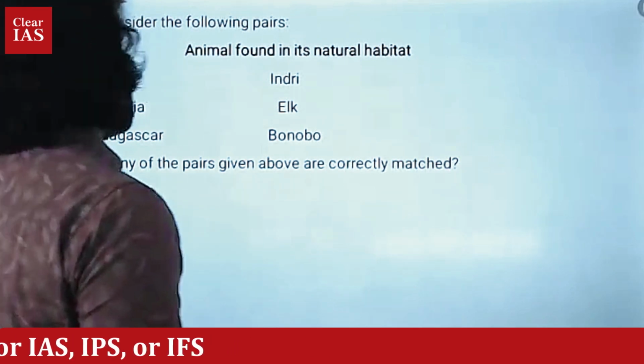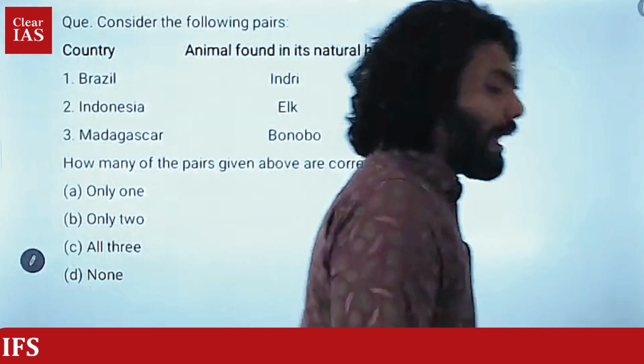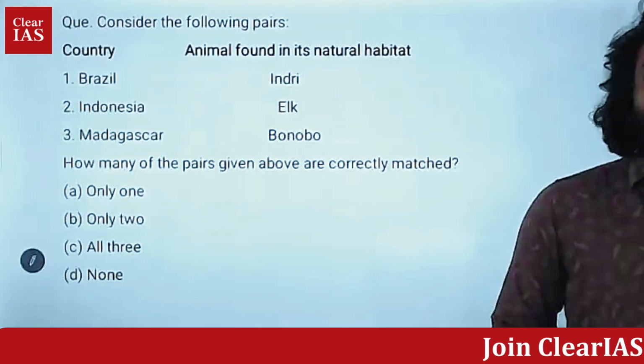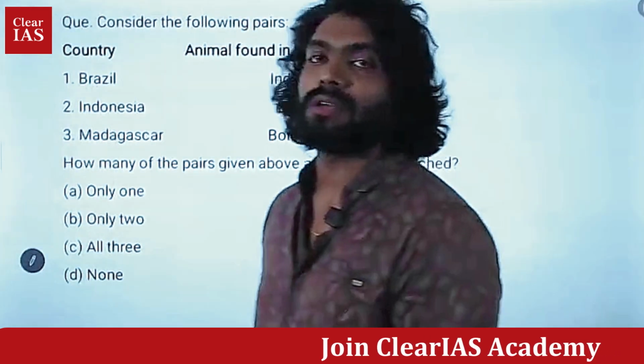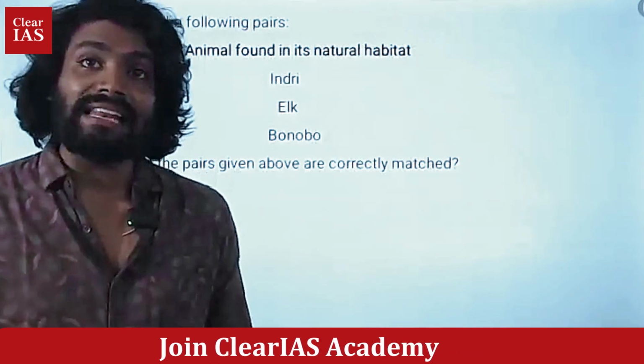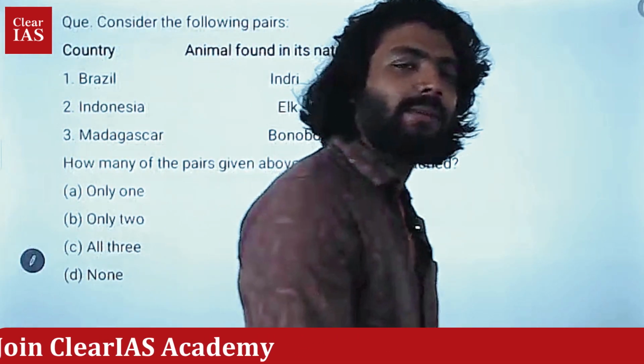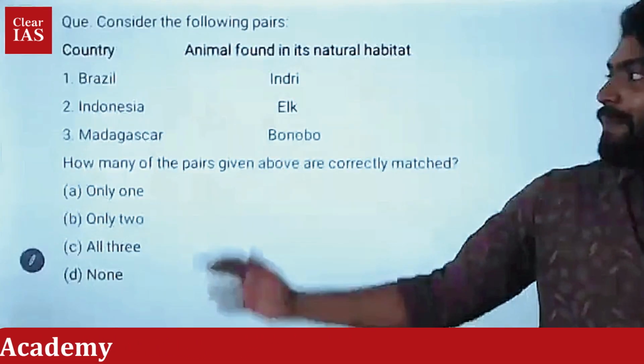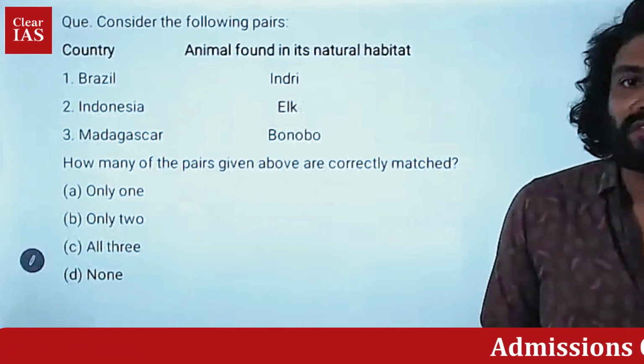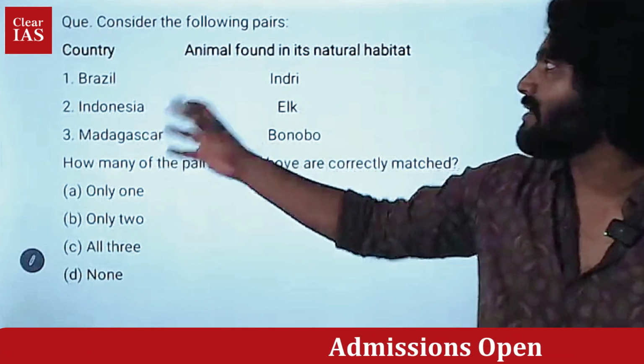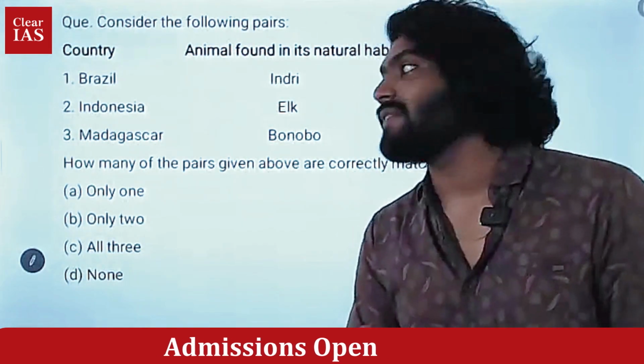So consider the following: country, and the animal found in its natural habitat. In the news, there are many stories regarding invasive species, alien species, native species. But what UPSC has asked is, it has given the names of three animals, and it has given options where its natural habitat is found.